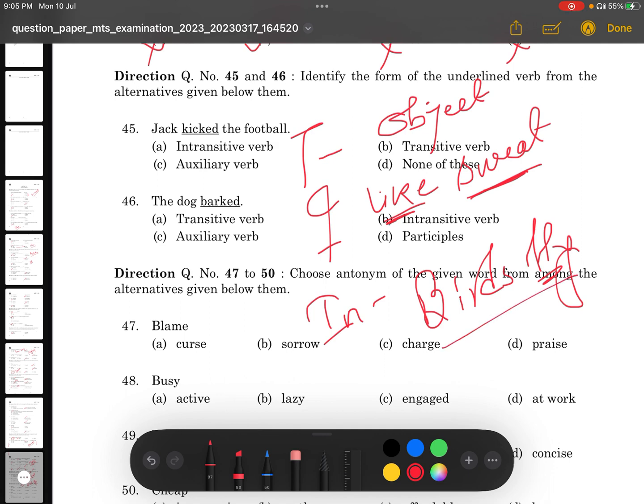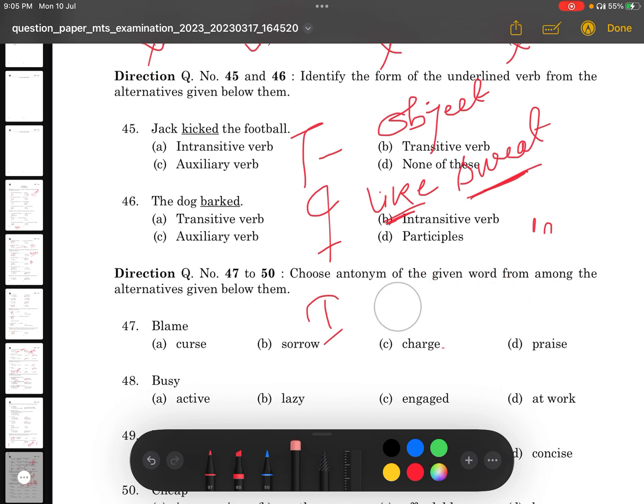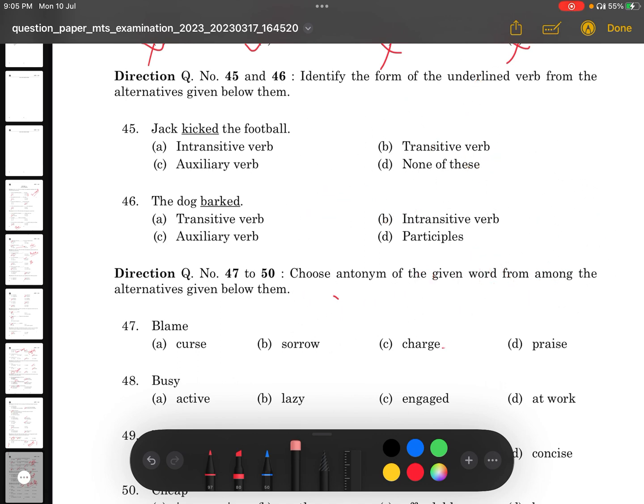So this is what transitive and intransitive verbs are. It is very easy to understand. So an intransitive verb does not contain any object, and a transitive verb always contains an object and can be transformed into passive as well. I hope it is very clear to everybody. Okay, now let's see the answers.